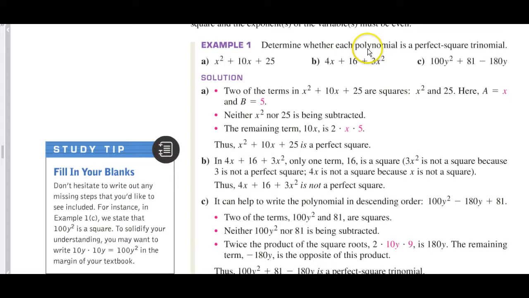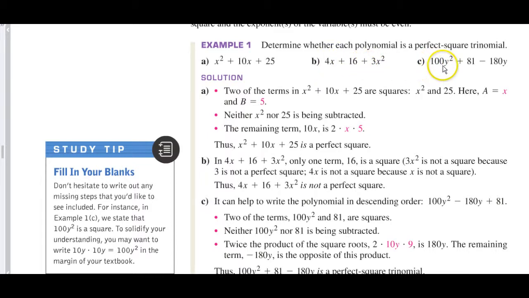Example 1. Determine whether each polynomial is, in fact, a perfect square trinomial. All right, perfect square, perfect square. The square root of 25 is 5. If you double it, it's 10. Yes, this is a perfect square trinomial. Now, as you look at letter B, first of all, it's not in standard form, but is this term, which would be the lead term, a perfect square? And the answer is no. So this one is not.